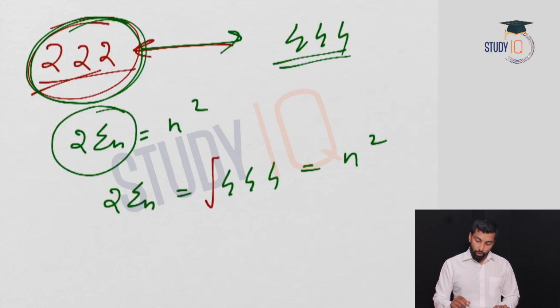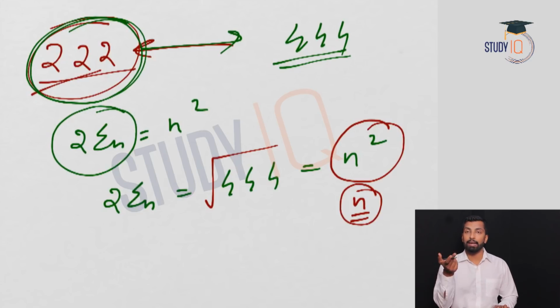So if you take the root of it, you will get what? n. Once you get n, that is the number of pages of the book. Okay. So what is the square root of 444?